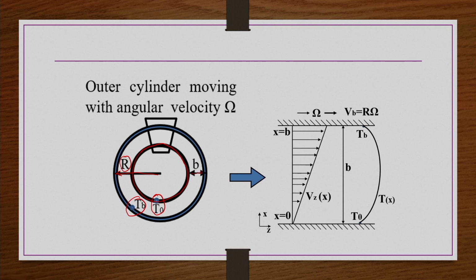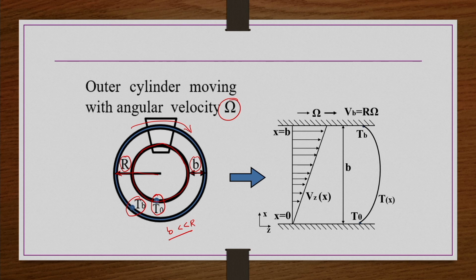The gap between these two cylinders is B, and B is very small compared to R, so that we can avoid the curvature effects. This outer cylinder is rotating with angular velocity omega. Since B is smaller than the radius of the outer cylinder capital R, the curvature effect is negligible, and that is given in the problem statement as well. So now we can represent this problem in a Cartesian coordinate system.